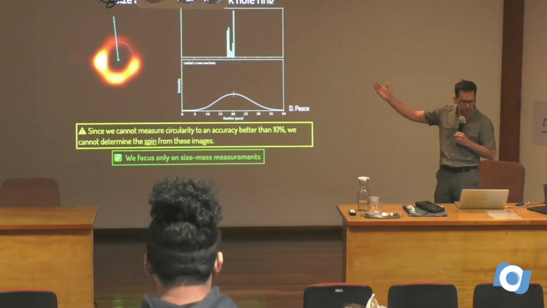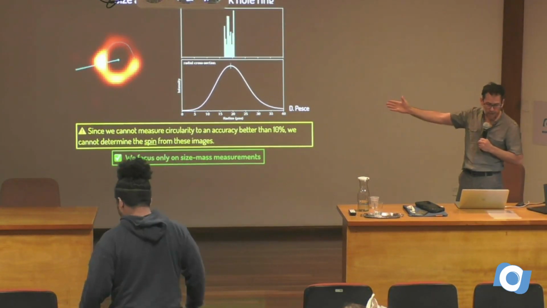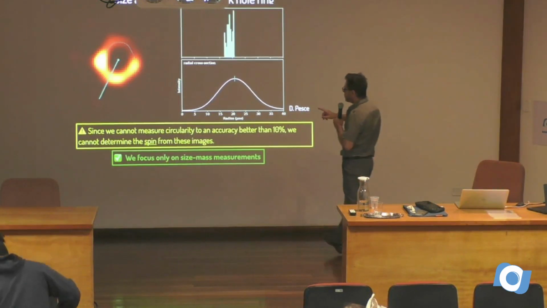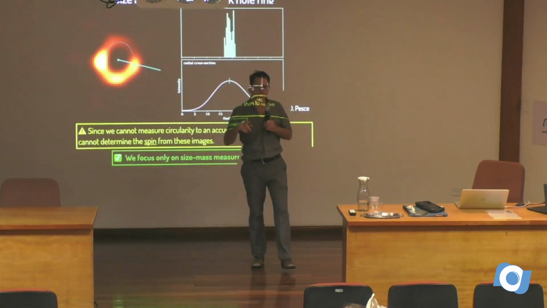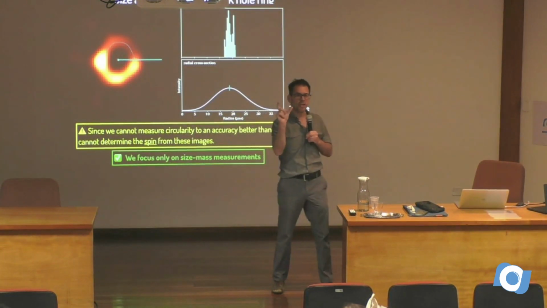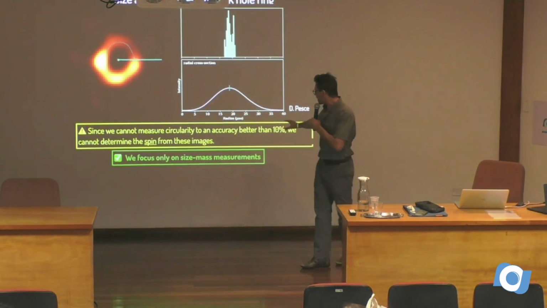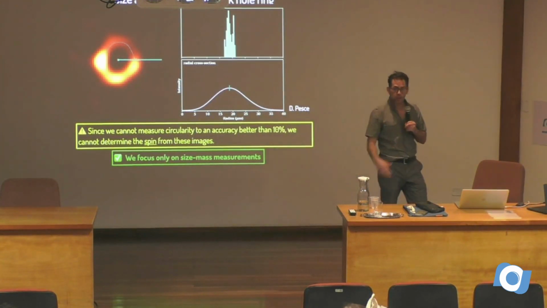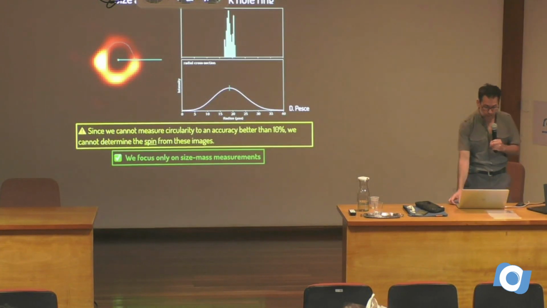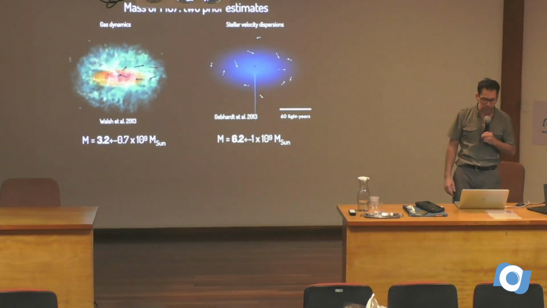For example, we can fit the peak of the brightness distribution in the ring, and it turns out that we cannot measure circularity to better than 10%. And if you remember, I told you that the spin can change by 7.5%, so we basically cannot estimate the spin from these images because we don't have enough accuracy, but we can focus on the mass, okay? And in M87, we had two previous measurements of the mass.